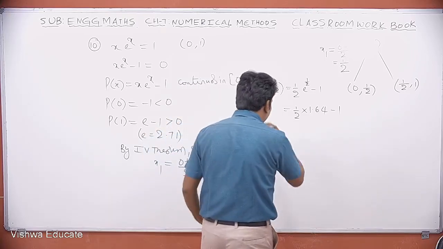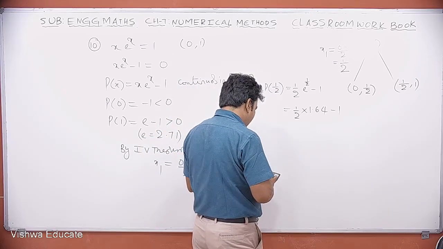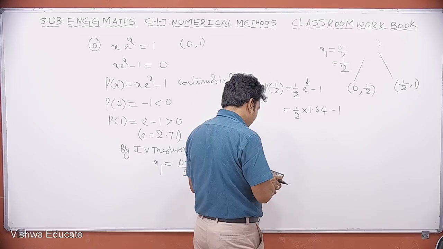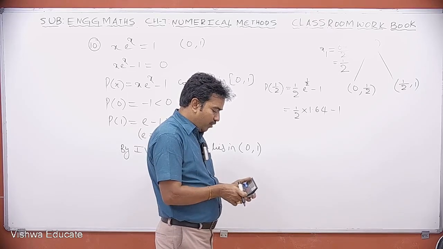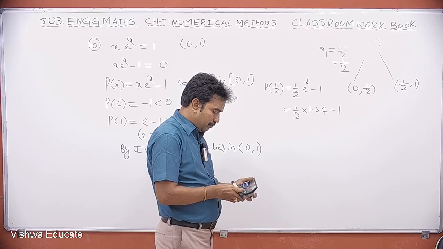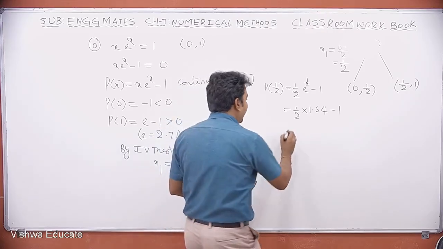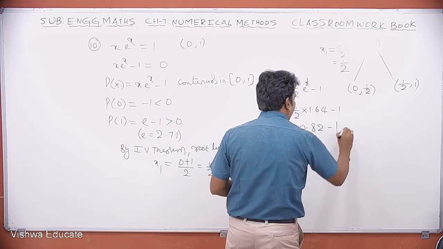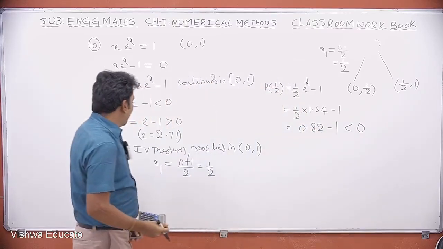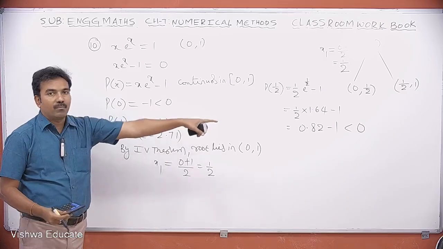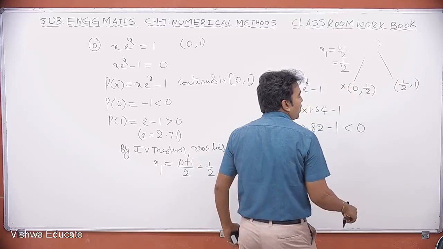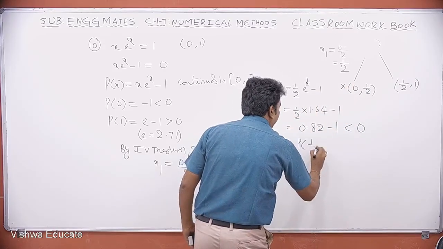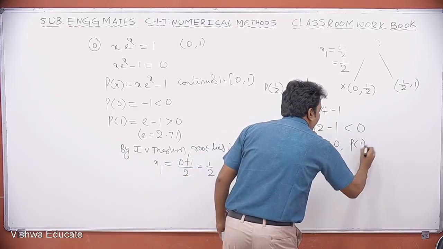So therefore this is 1.64 divided by 2. This gives me 0.82 minus 1. So this is less than 0. Now p of 0 is less than 0, even p of 1 by 2 is less than 0. So function takes same signs at these endpoints. Root doesn't belong to this. That means p of 1 by 2 less than 0, comma p of 1 greater than 0.